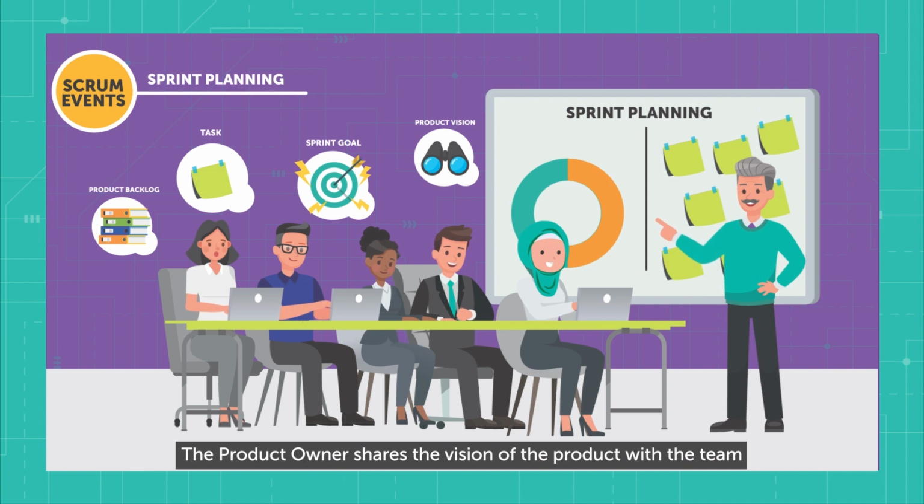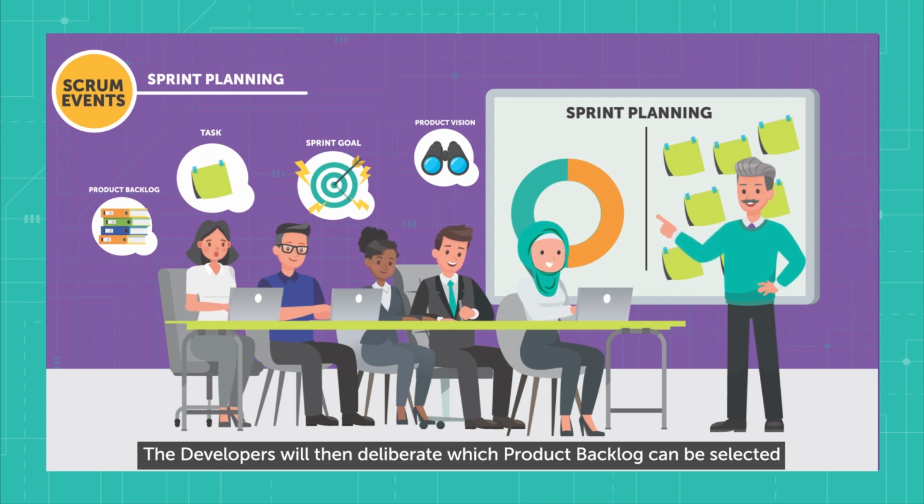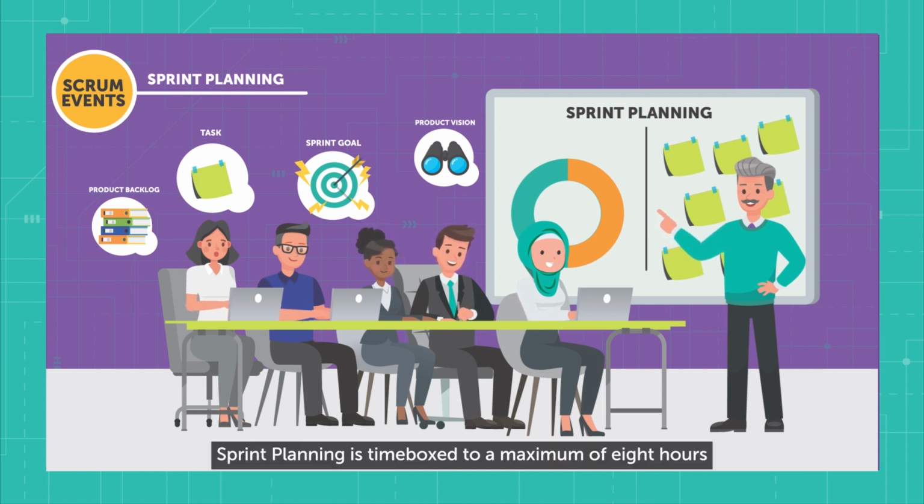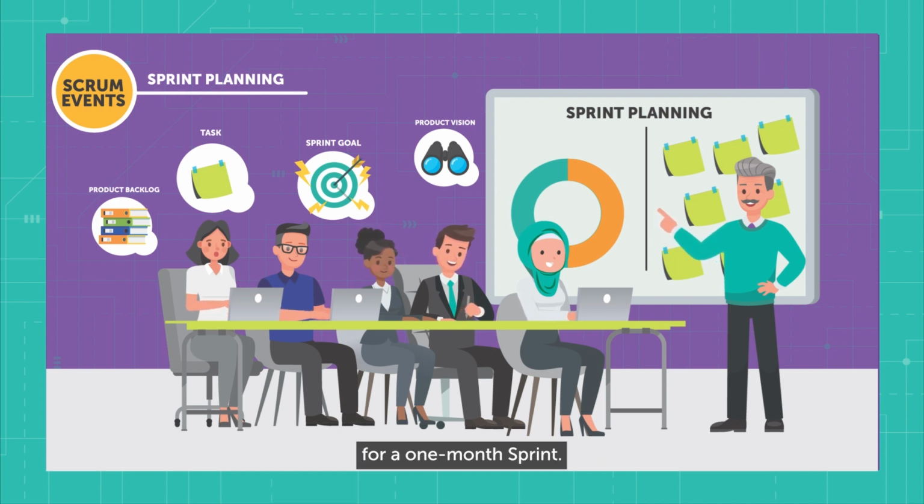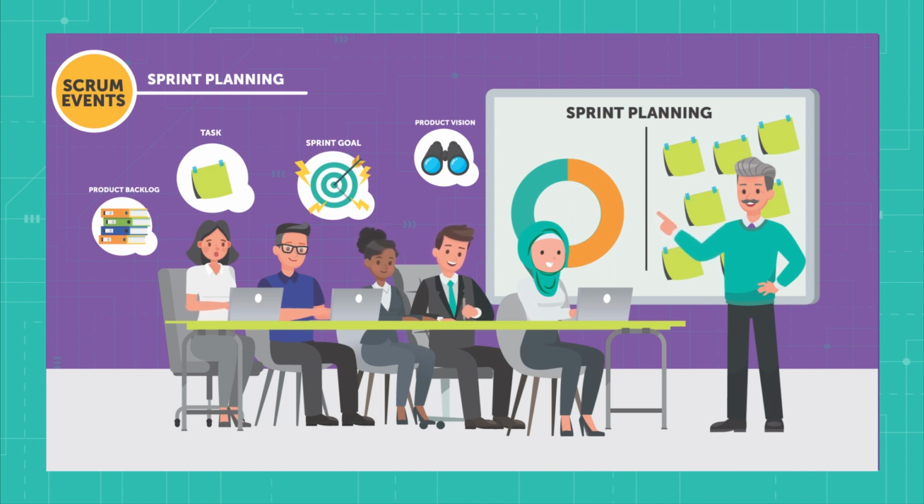The product owner shares the vision of the product with the team and presents the product backlog. The developers will then deliberate which product backlog items can be selected for the sprint and break them into development tasks as the sprint backlog. Sprint planning is time-boxed to a maximum of 8 hours for a 1-month sprint. For shorter sprints, the event is usually shorter.